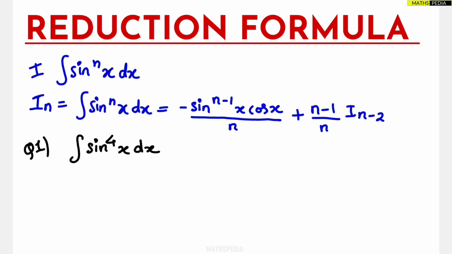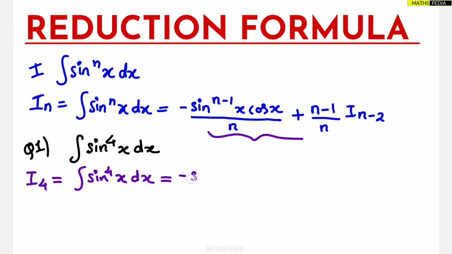In this first question we are having the n value as 4. So we have to apply the formula. So n value we got as 4, so I have to find out I4. So it is the integral of sine 4x dx equal to, now I have to apply this particular formula. So it becomes minus sine, in place of n I substitute 4, so 4 minus 1 is 3, so I have to put sine cubed x, then cos x as it is, divided by n value 4, plus 4 minus 1 which is 3, divided by 4 into I n minus 2. What is n minus 2? 4 minus 2 is 2.